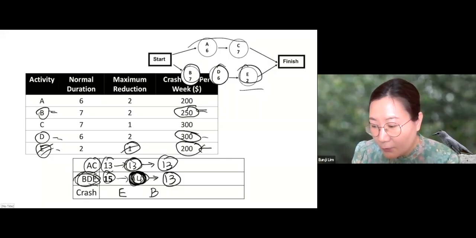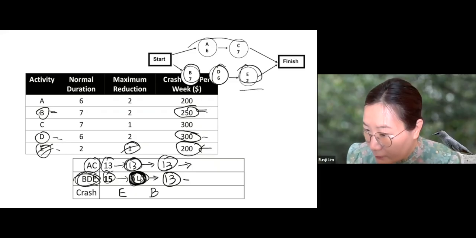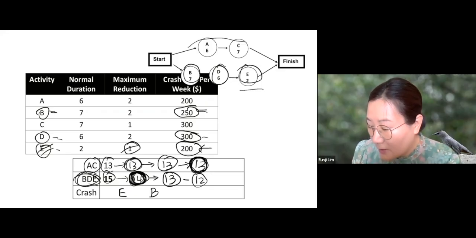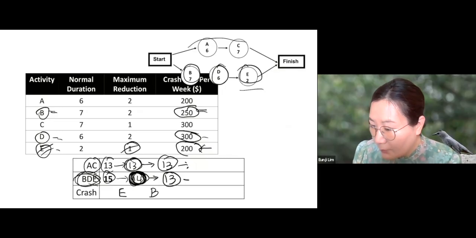So if you just crash one of the activities in the upper path and make it 12, then this becomes the longer path. So the duration of the entire project remains the same, 13. Right? Now, on the other hand, if you crash just the lower path and make it 12, then the upper path becomes the longer path. So the duration of the entire project remains the same at 13. So this story tells us that we need to crash both paths.